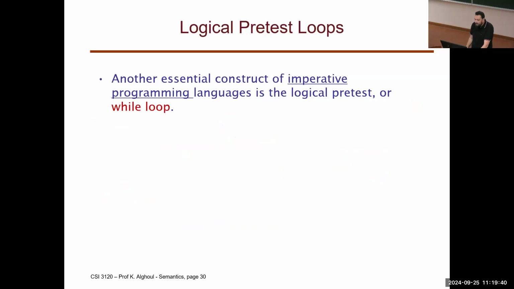Okay, guys, then we will have the logical pretest loops. Now, so we covered sequence, if condition, now we need to go into the loops. It will take some time, we'll cover it on Friday.